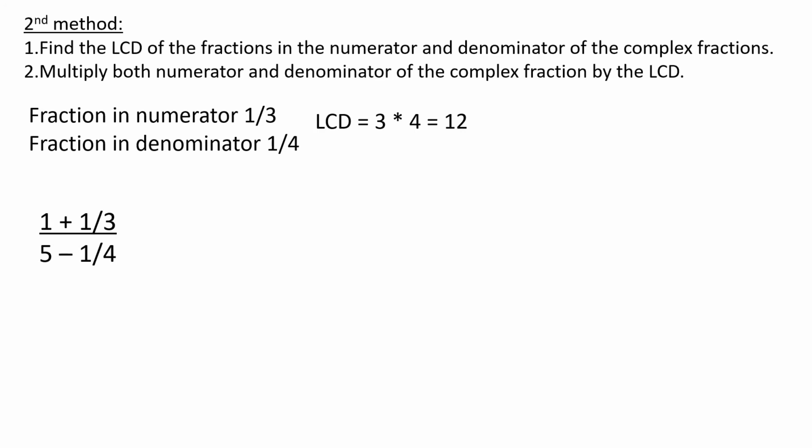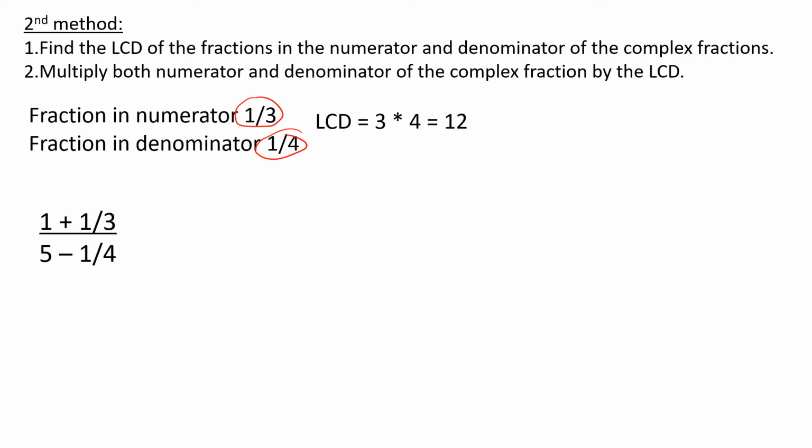Okay, the second method. The second method is called finding the LCD, that's the least common denominator of the fractions in the numerator and denominator of the complex fraction. Then you're going to multiply both numerator and denominator of the complex fraction by the LCD. So this is the second method. We have two fractions in our complex fraction. We have the fraction 1/3 and 1/4. So that's where I'm coming up with these. Those are the fractions that are in our complex fraction.